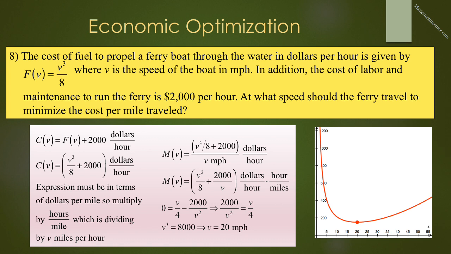If we travel much slower than 20 miles an hour, we will not pay that much in fuel, but it will take the ferry much longer to reach its destination, and for every hour you're paying $2,000 for maintenance. If you travel much faster than 20 miles per hour, you will not be paying that much for maintenance, but you will be paying a lot for fuel. So it makes sense that the answer in terms of speed is not too high and not too low.